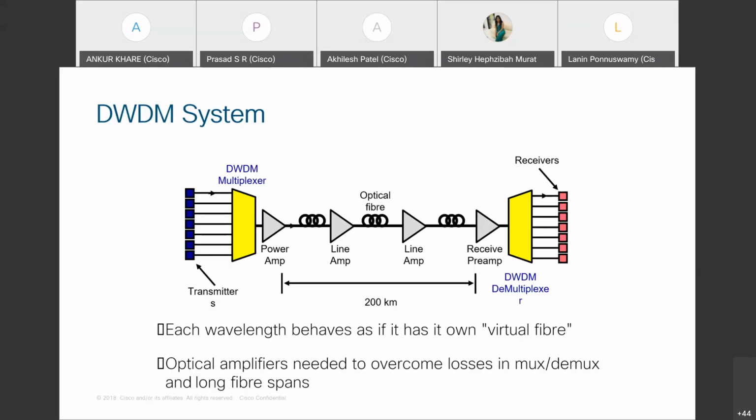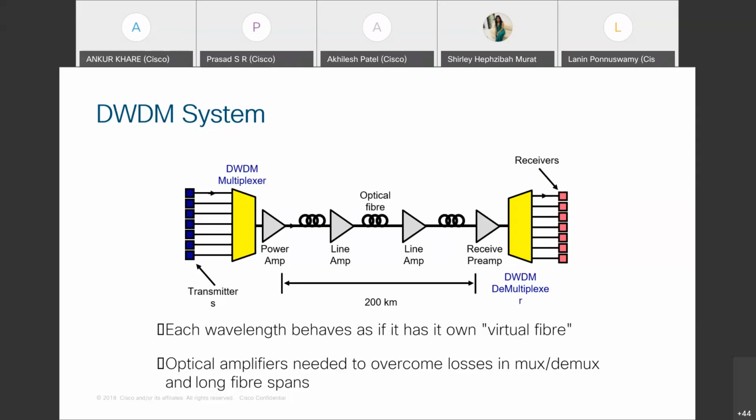So the amplifier will provide some gain. Once you get all the channels together in one fiber, it carries and amplifies in all the stages of amplification, and the receiver will get all the channels together, demultiplexes all the lambdas here and provides them to the relevant receivers.